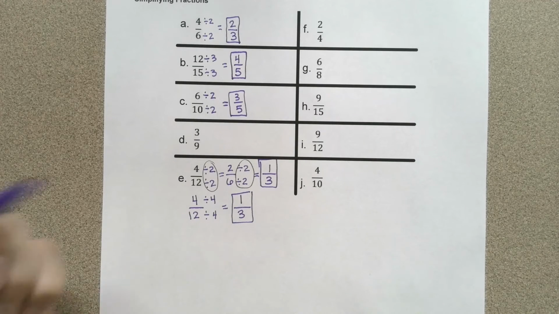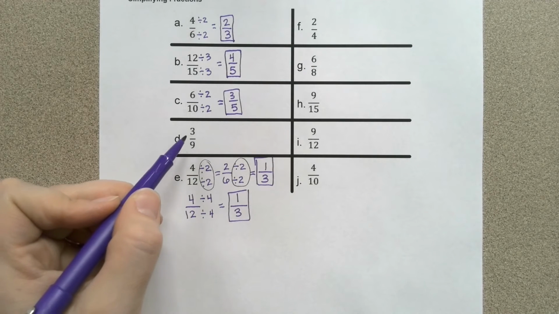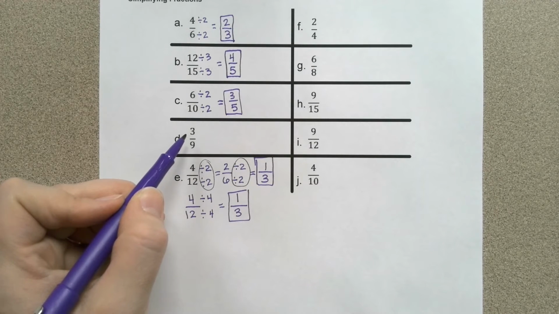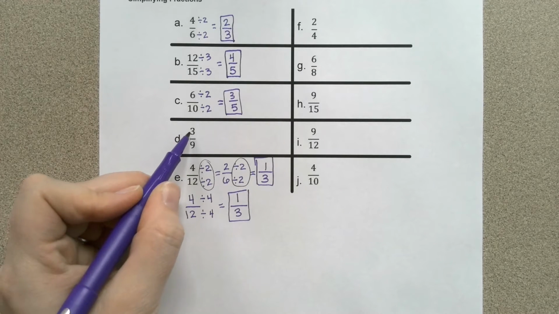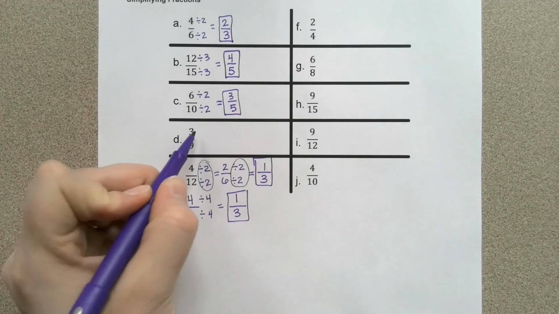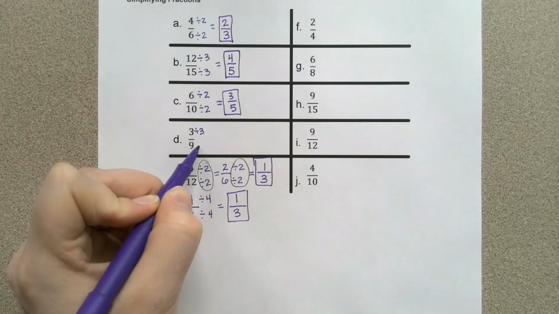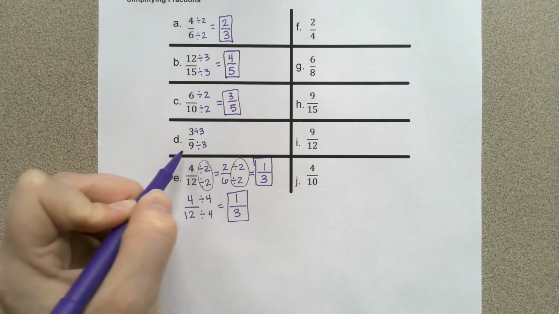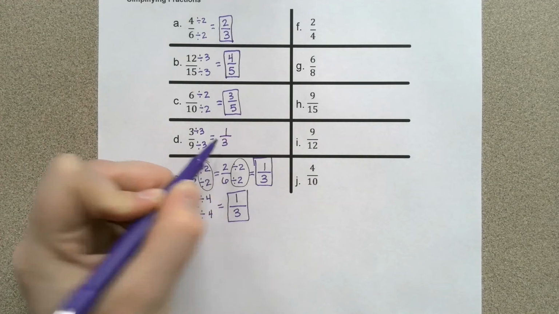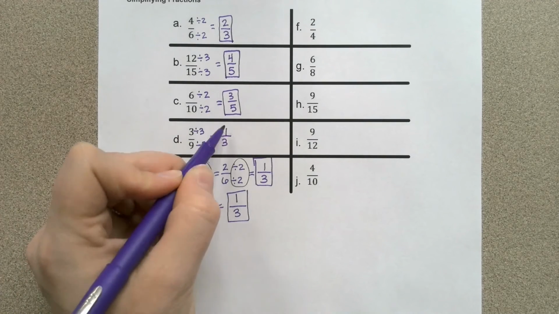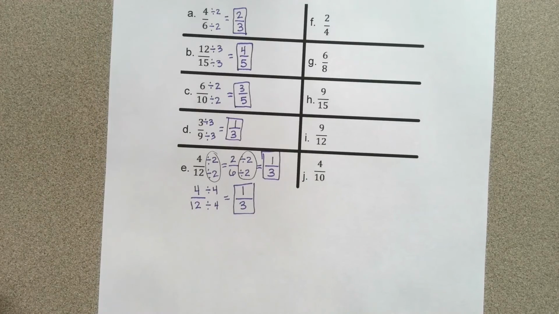If we go back to D now, 3 and 9, it may be easy to think, well, we can't simplify it because 3 is prime. But that's okay that it's prime because 9 can also be divided by 3. We can always divide a number by itself and get 1. And since 9 also can be divided by 3, we can simplify it, giving us 1/3. Now that they are both prime numbers, we can't simplify it any farther.